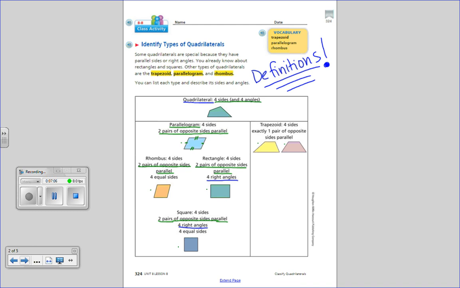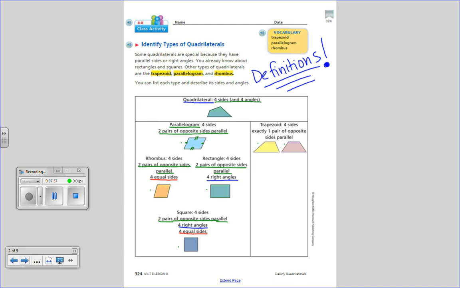So now we go into rhombus. And a rhombus's clarifying definition is four equal sides. So technically, because there are two pairs of opposite sides parallel, it can be considered a parallelogram. Four equal sides makes it a rhombus, but a square can be considered a rhombus because of the four equal sides.